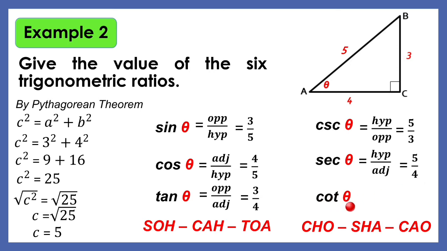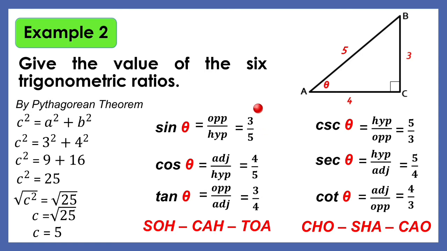Next, cotangent theta, kaw. Cotangent equals adjacent over opposite. Ano yung adjacent side? That is 4. Ano yung opposite? That is 3. So, the ratio is 4 over 3. Okay, i-check natin kung tama.